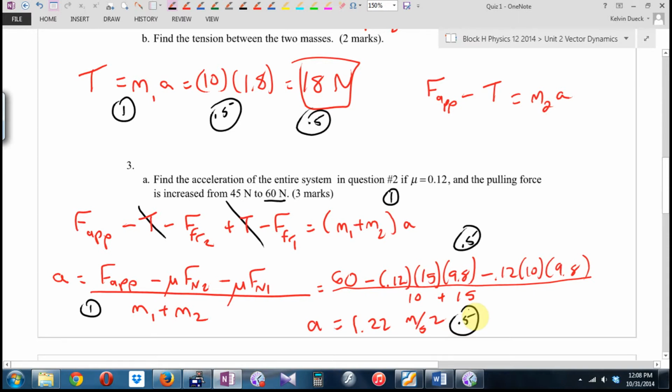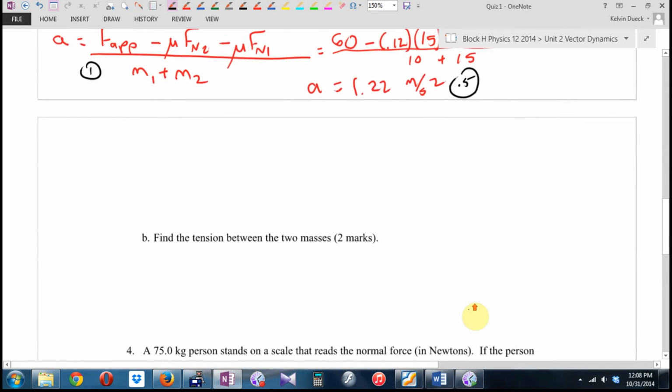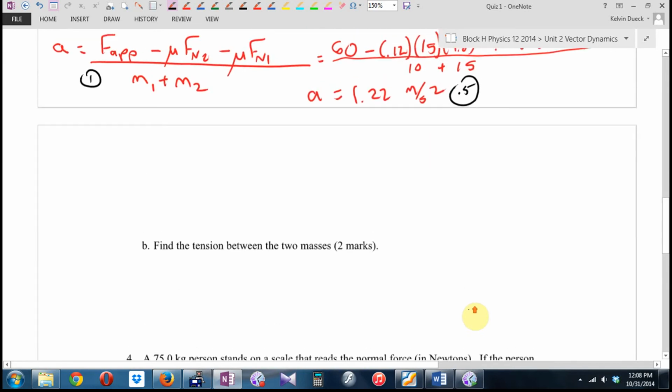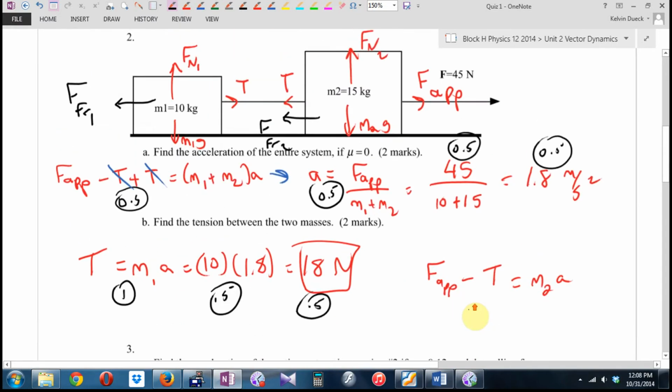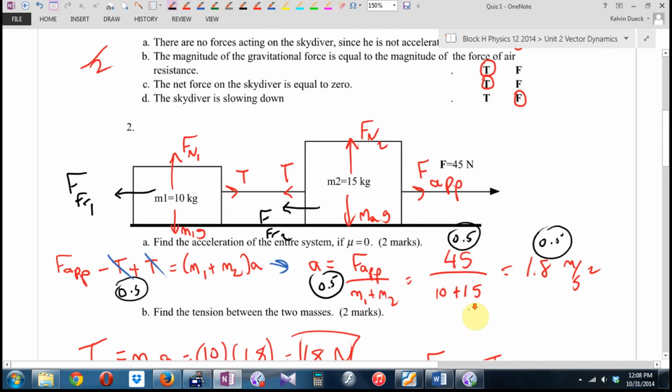I bet you part B says find tension. It does. I couldn't fit that on the first page. I tried, but I couldn't fit it with the graphics. It says find the tension between the two masses. Okay. I'm going to pick the one where tension is the winner. I'm going to use mass 1 again.